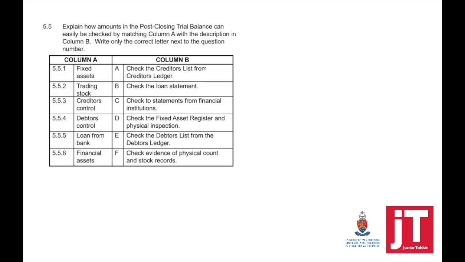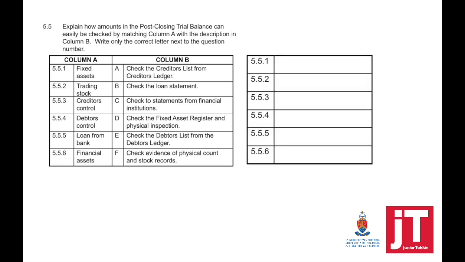Question 5.5. Explain how the amounts in the post-closing trial balance can be easily checked by matching column A with the description in column B. Write only the correct letter. So if we look at fixed assets, that is number D. Check the fixed asset register and the physical inspection. 5.5.2, trading stock, number F. Check the evidence of physical count and stock records.